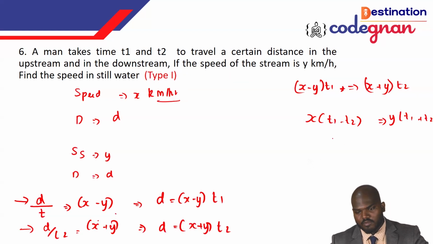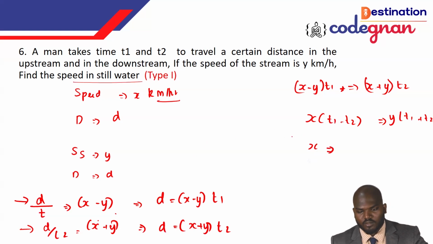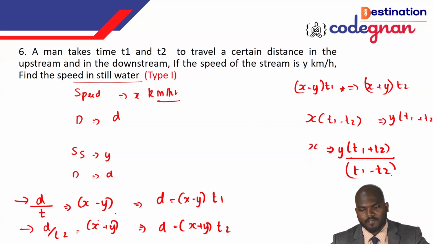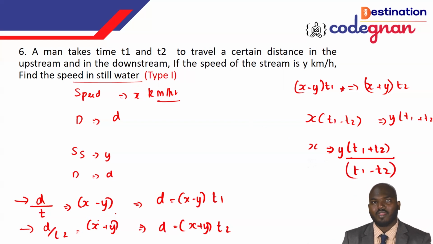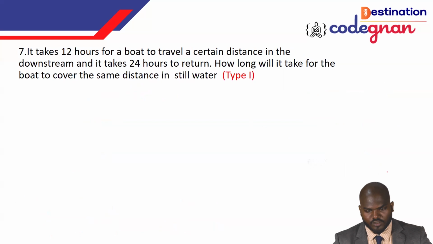And then you can take the value like this, that is x is equal to y times (t1 plus t2) over (t1 minus t2). It is asking about the speed of the boat in still water. So this is how you can predict the answer very easily. Going to the next one, guys, that's a very important question, you can consider it.